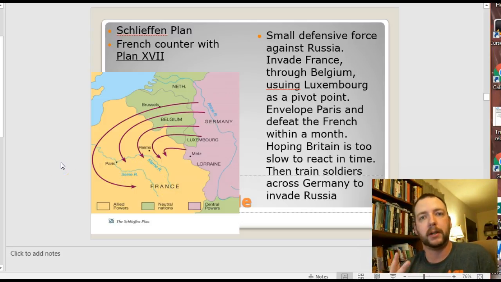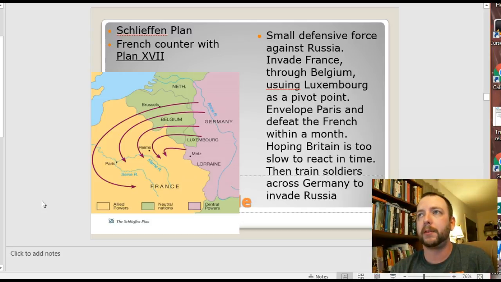And for centuries, the idea is that if you capture the capital of a country, that country is over; it surrenders, it falls. So they would envelop Paris and then defeat the French within a month, hoping that Great Britain would be too slow to react in that time. Then they would put most of their army that was fighting in France on trains and send them across Germany to finally invade Russia. And the idea here is that you could win the war all within a couple of weeks, a month or two at most.